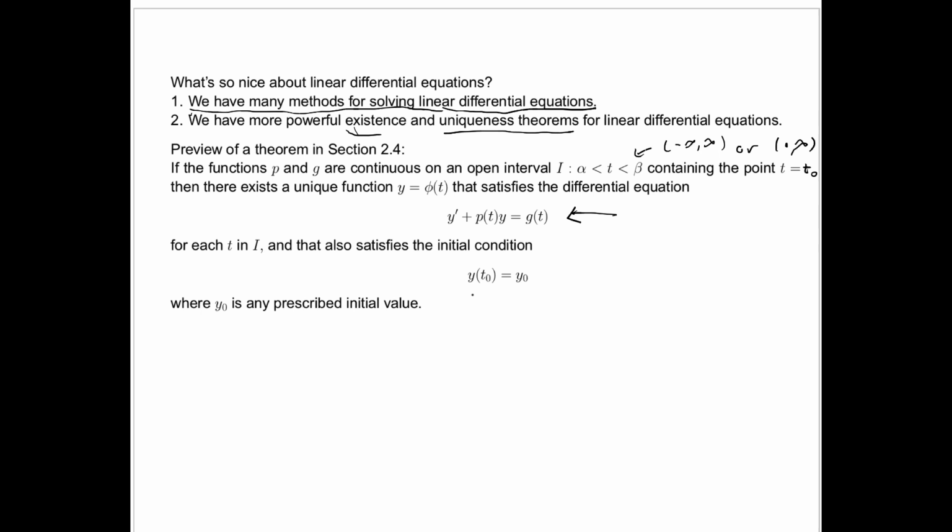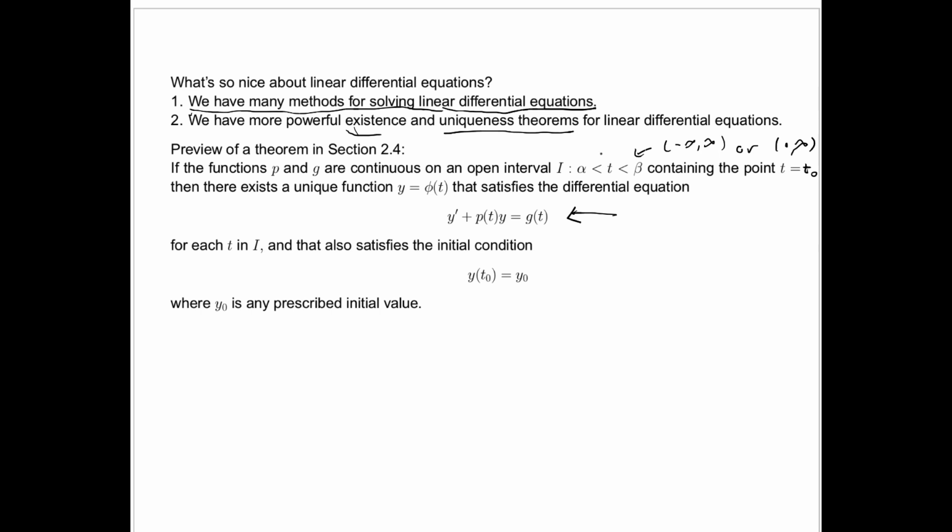And this is a general form of an initial condition for a first-order differential equation. You tell me a point t naught, and you specify the value of our function y at t naught. Here, y naught is just an arbitrary number that you're specifying as the value you want your function to take at t naught. So, what's the result of this?